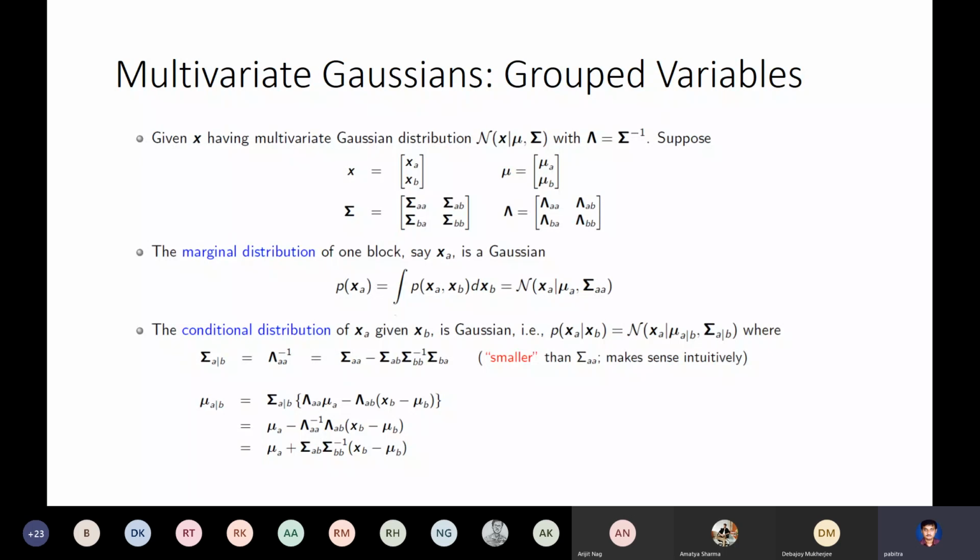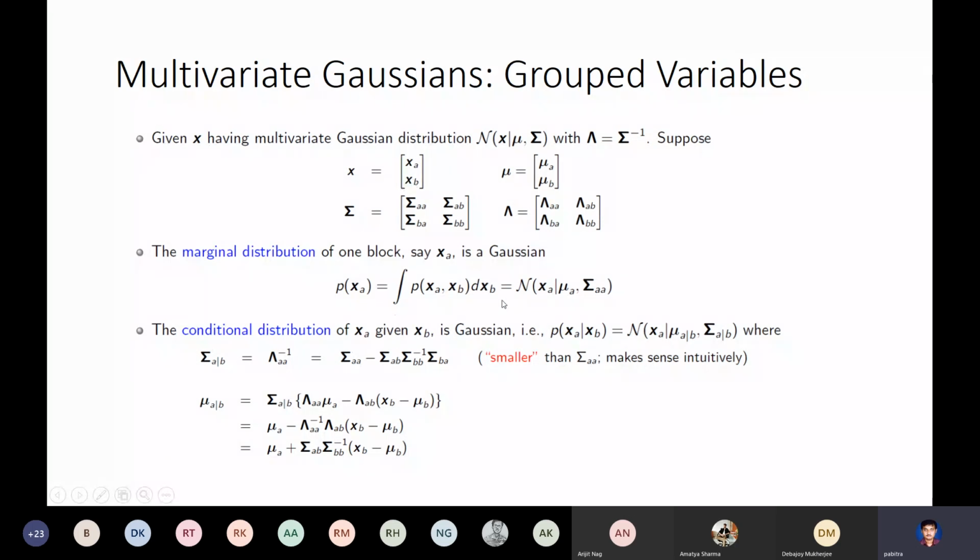Now this partition may come from the domain. It may be like, say, this causes this, or this is dependent on this. So naturally, if x is partitioned, mu will also be partitioned, and sigma will also be partitioned, like this: sigma A, sigma B. So now, the moment we divide the variables into two groups, you can take the marginal over a group. Say I want P of xa and add up over all possible values of the part xb.